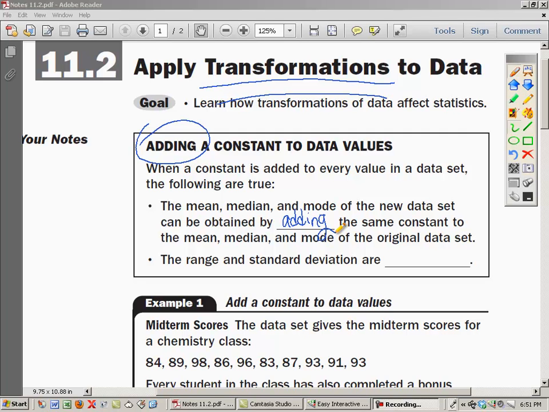Now the range and the standard deviation are unchanged. Okay, the spread of the data is not any more spread out because we added five to everything or whatever.